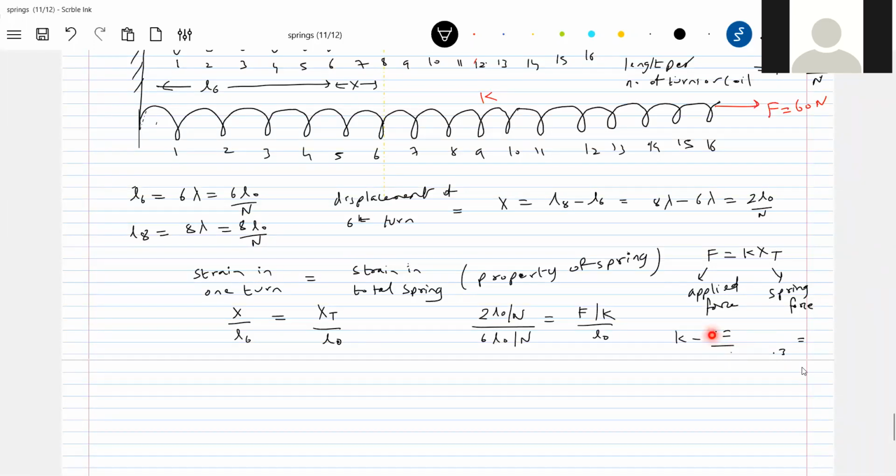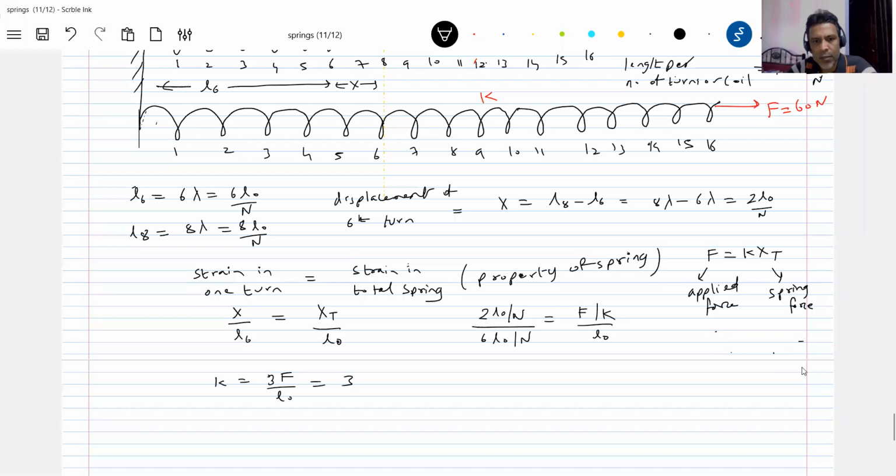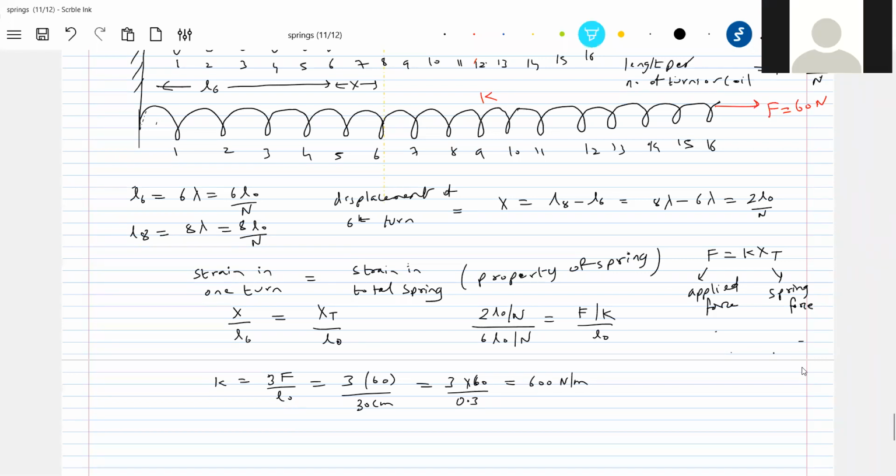I'll proceed to the next. So K should be equal to 3F by L naught. So 3 into, what is the value of F? 60. What is L naught? L naught is 30 centimeters. So 3 into 60 by 0.3 meter. So this should be 600 Newton per meter. Okay, fine. This should be our answer.